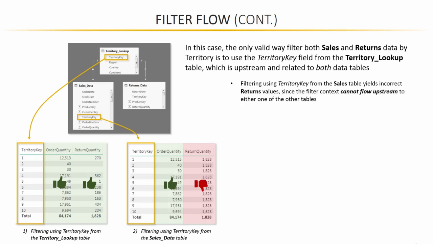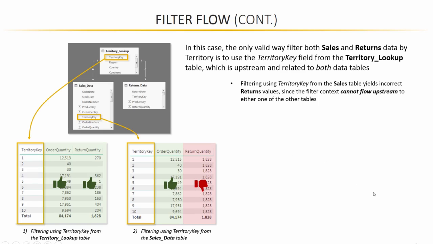Filtering using territory key from our sales data table will yield the correct order quantities, since those come from the sales data table, but incorrect returns values. And the reason that's the case is that the filter context that we created by using territory key in the sales data table is stuck in this table. It cannot flow up through this relationship because it can't flow against the direction of the arrow to filter either the lookup or the returns data. So as a result, the return quantity knows nothing about the filter context that was set from using the territory key in the sales data table, and therefore just returns the same grand total value over and over and over again.